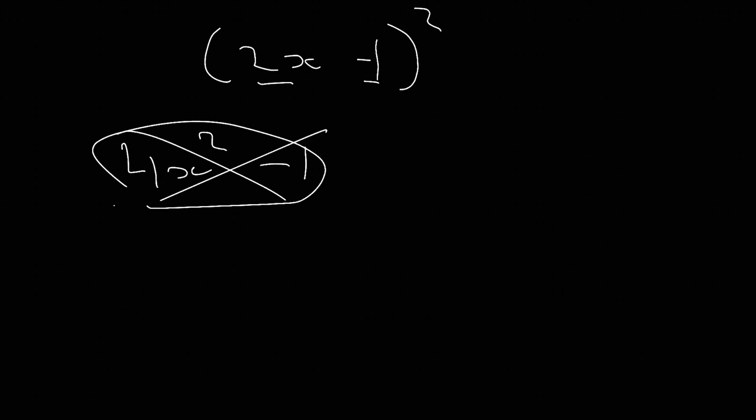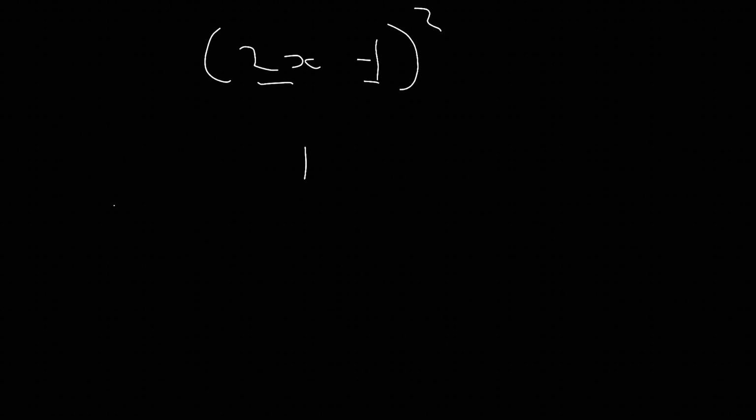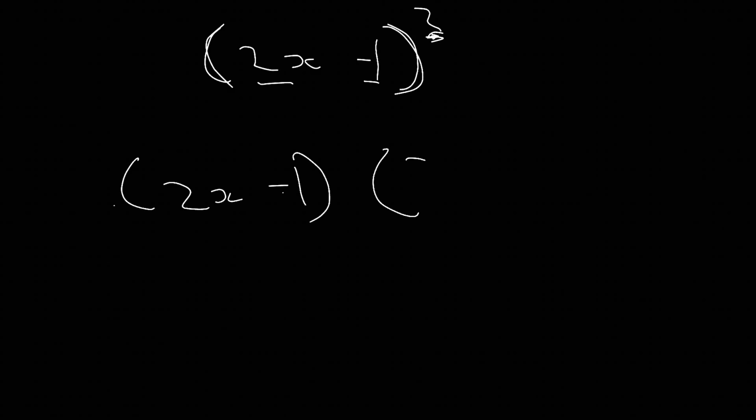No, this is wrong. What we have to do here is, since these are in brackets and I have two values, I have to make my own double bracket. So it's basically being multiplied by itself 2 times. So I just have 2x minus 1 times 2x minus 1.